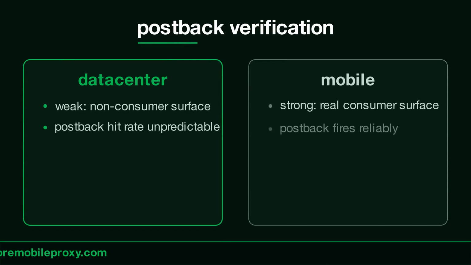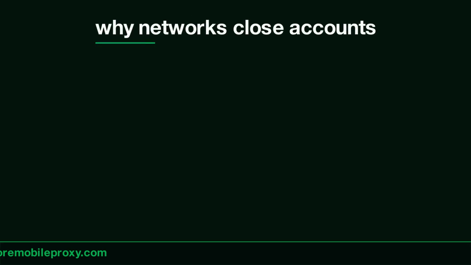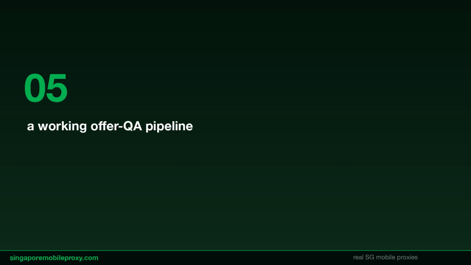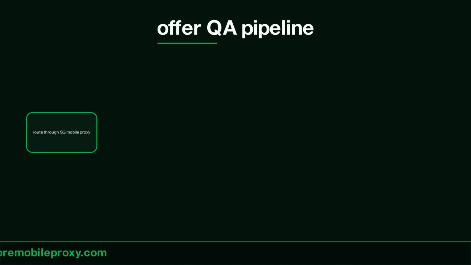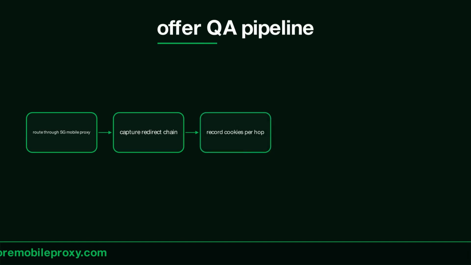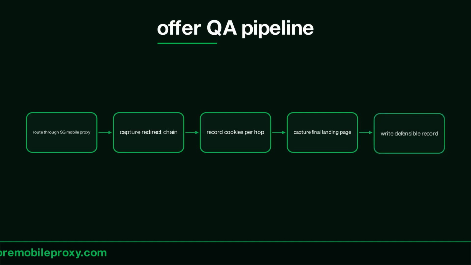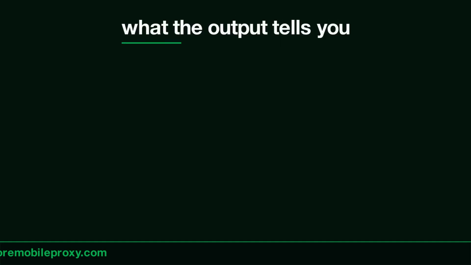Networks are conservative. They close accounts on weak signal because the cost of investigating is higher than the cost of closing. Mobile proxy traffic looks like consumer traffic, which keeps the signal clean. The script walks an affiliate offer end-to-end through a Singapore mobile proxy, captures the redirect chain, the cookies set at each hop, the final landing page, and writes a defensible record. Run this for each offer before you start spending traffic. The output is a redirect chain that tells you exactly what URLs the network calls, what cookies are set, and where the final landing page is. If the chain shows an unexpected hop or cookie, you have a tracking issue to escalate before you waste budget.